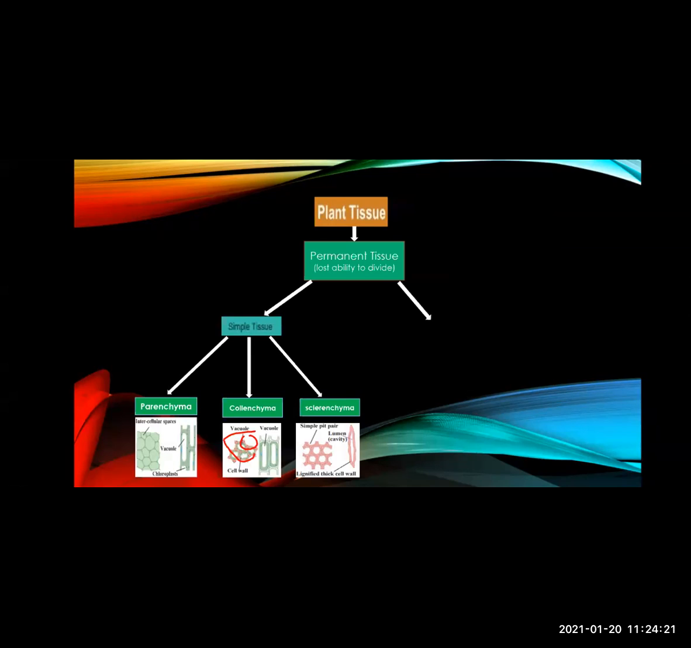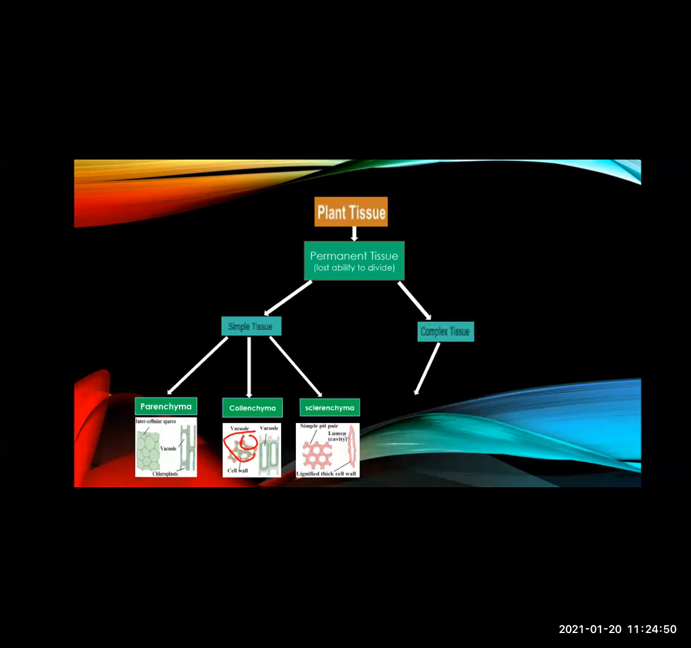Leaves are looking green. Why are leaves looking green? Because there is a pigment known as chlorophyll present in the leaf. So the cells that contain chlorophyll are known as chlorenchyma. When you associate what you are learning with the outer world, it becomes easier for you to understand and remember the concepts.